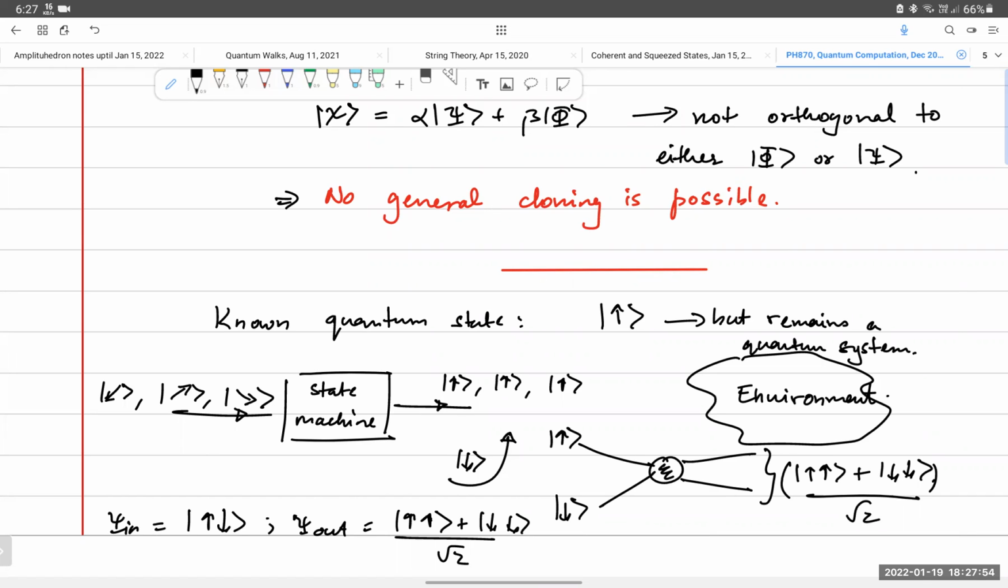For a simple system, well, yeah, I'll have to do some reading about that. I'm not sure what the exact answer is. But the point is that it is in general very difficult to take an unknown quantum state and make a copy of that. I'll leave it at that. All right. So I will end it here.